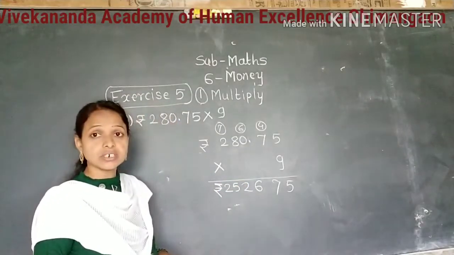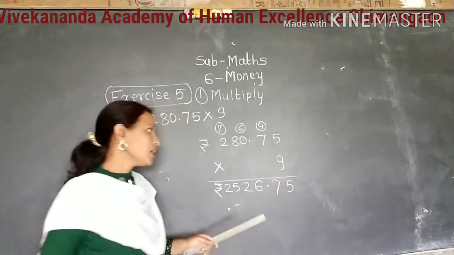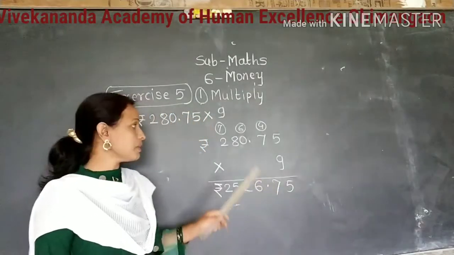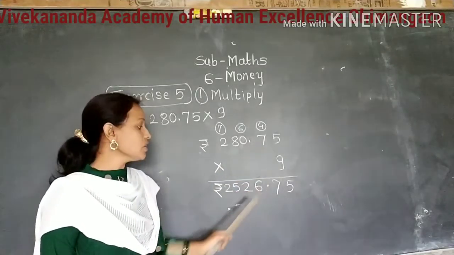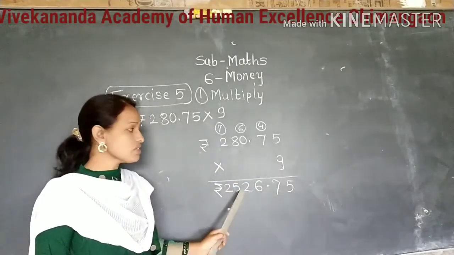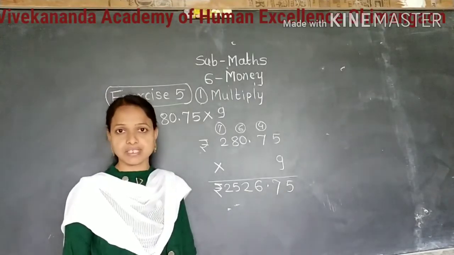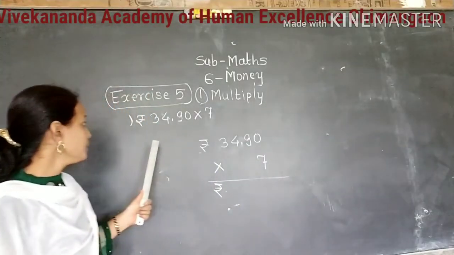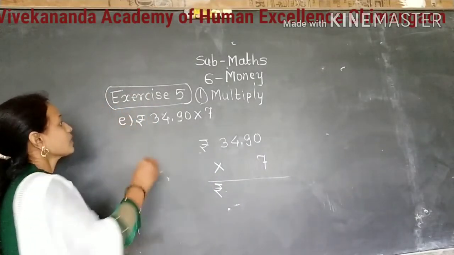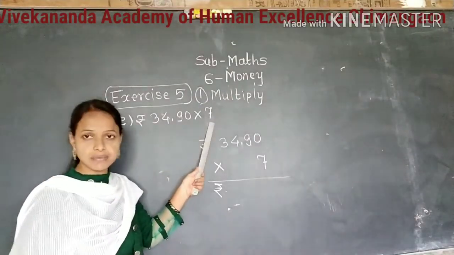And put the dot from the right two places. So in this way, we multiply 280 rupees 75 paise by 9. We get the answer 2526 rupees 75 paise. Understood? Example E. Multiply 34 rupees 90 paise by 7.